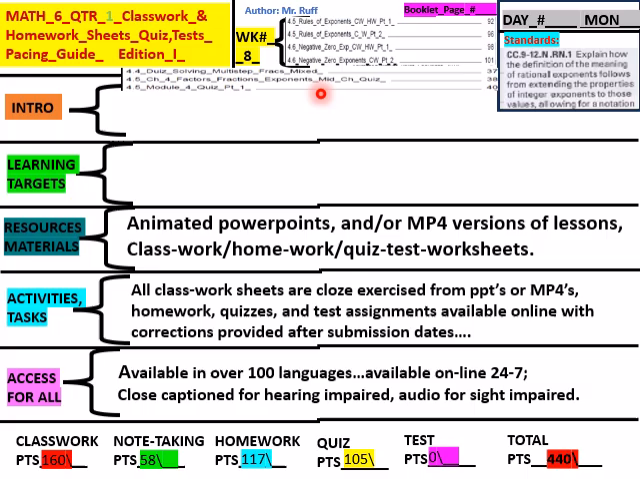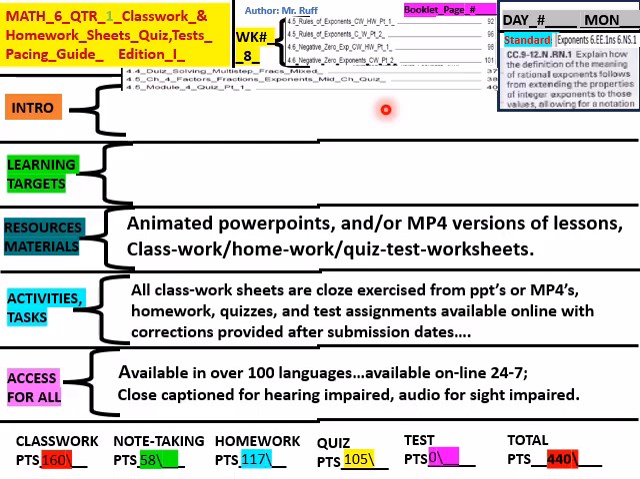Now we get to standards. So we have Common Core 9 through 12, endpoint N.RN.1. Explain how the definition of the meaning of rational exponents follows from extending the properties of integer exponents to those values allowing for notation. So, okay, that's your standard here this week.